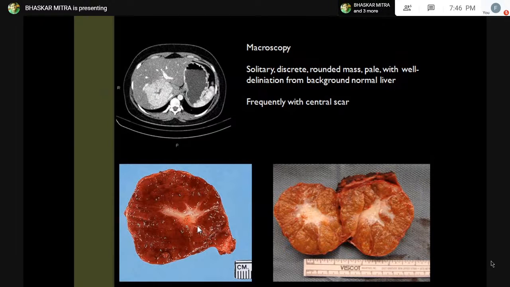Now, from the pathogenesis, we know that this is a blood vessel that gets damaged. There is hypoperfusion, so in the central area there is fibrosis, so there is scar formation. This stellate scar is one of the signatures of focal nodular hyperplasia.